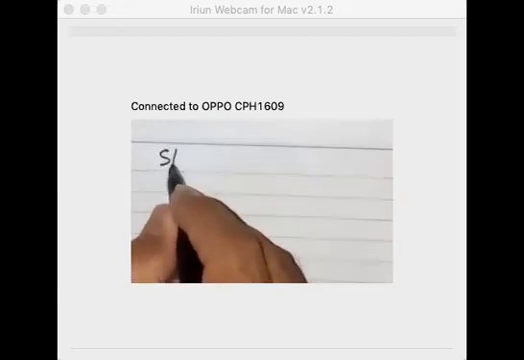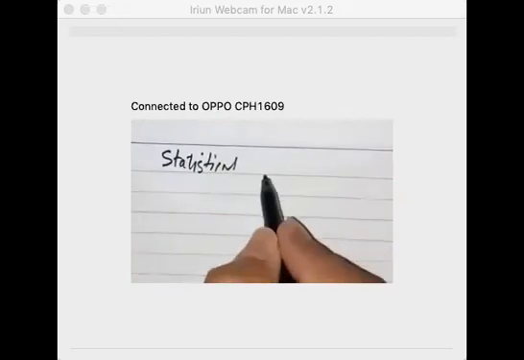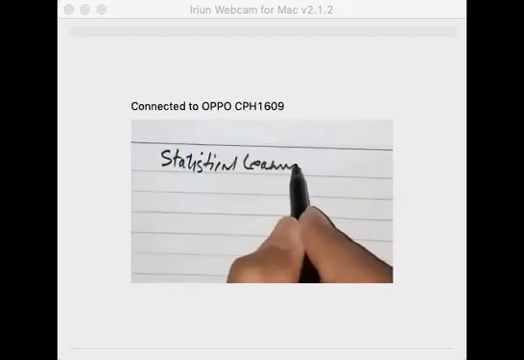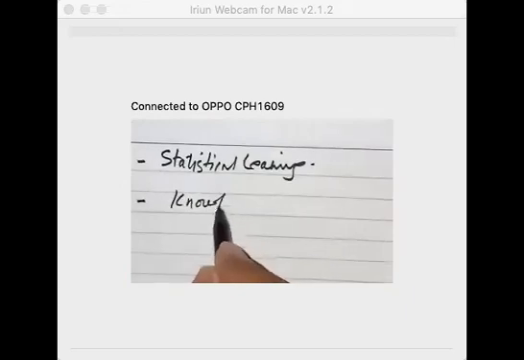So far we have discussed statistical learning, and now we'll talk about knowledge-based systems.